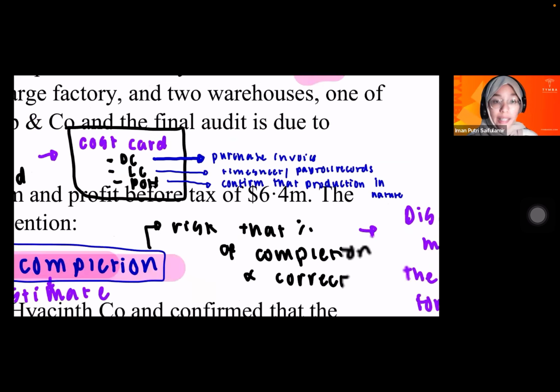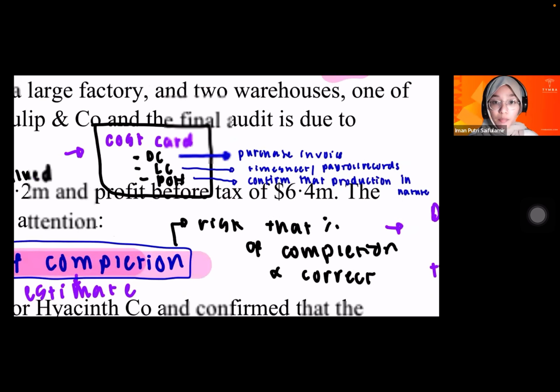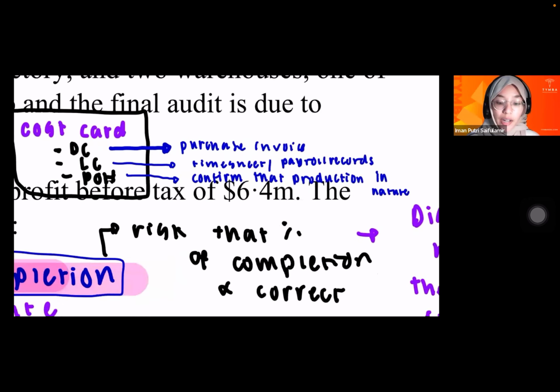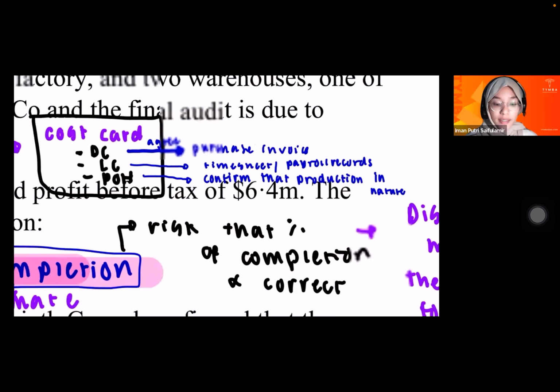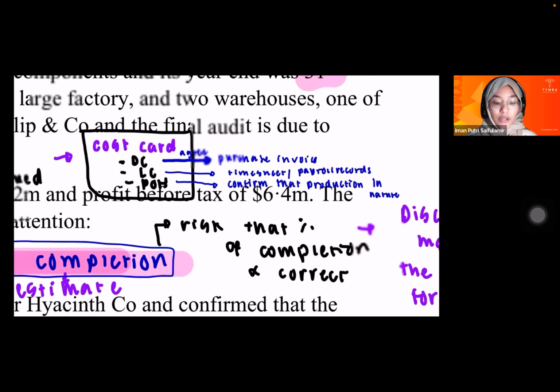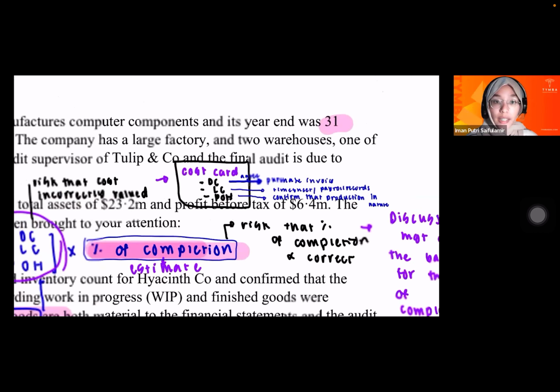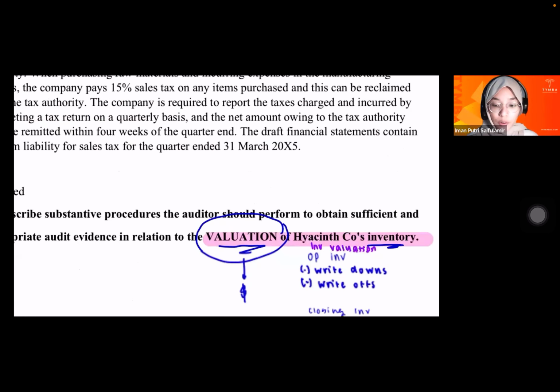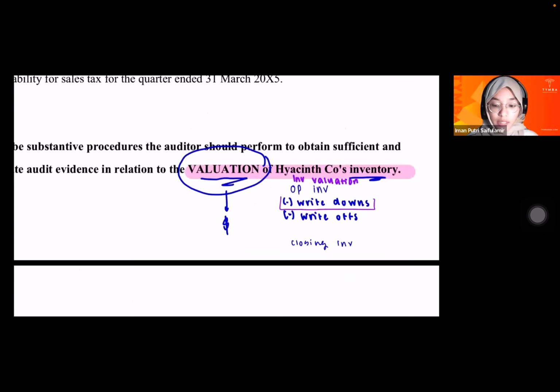So we will obtain the cost card for the finished goods and work in progress, and we will inspect, agree the direct cost to the purchase invoice, agree the labor cost to the timesheet, and confirm the breakdown of production overheads to confirm that they are production in nature. Okay, guys? So this is basically addressing the risk that the costs are incorrectly valued. Just now we talked about any write-down or write-offs.